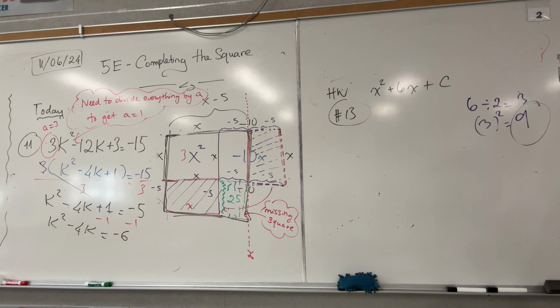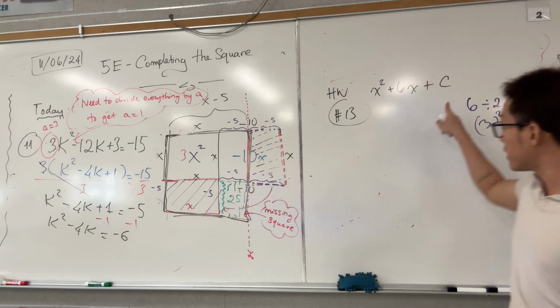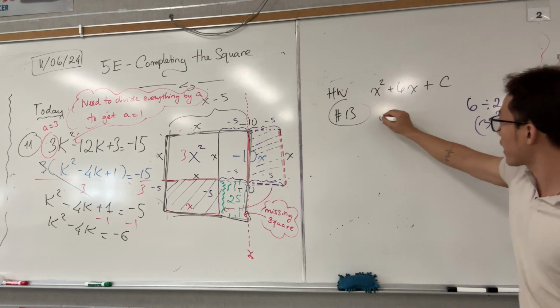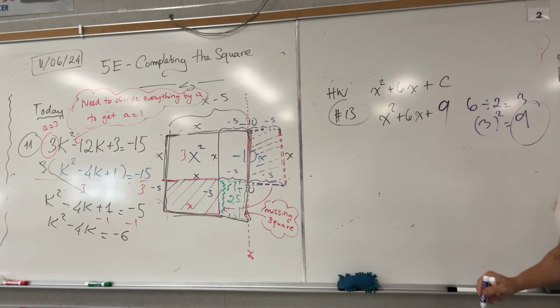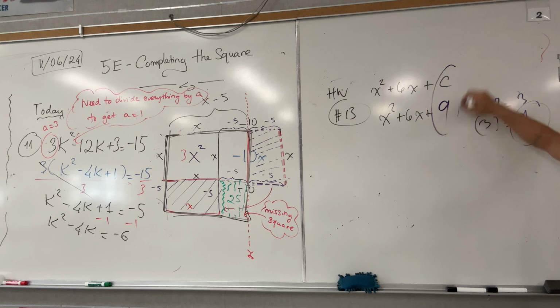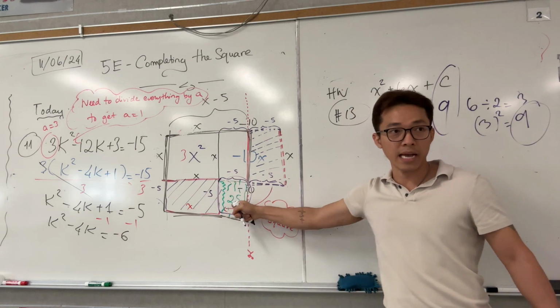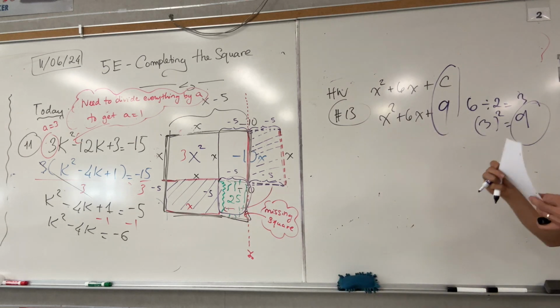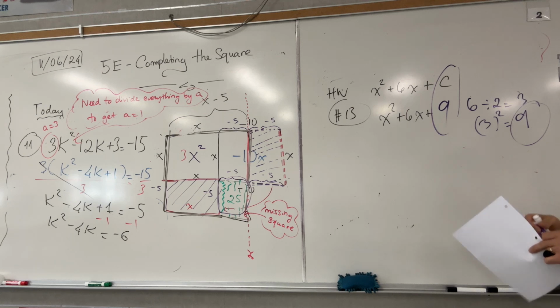That's the one you add here to complete the square. Do you agree? So this is what they're asking you. So x squared plus 6x plus 9. That's the one they're asking you. The one they asked you is here, the missing square. That's what they're asking for. And then the second part, they say write the expression as the square of a binomial.